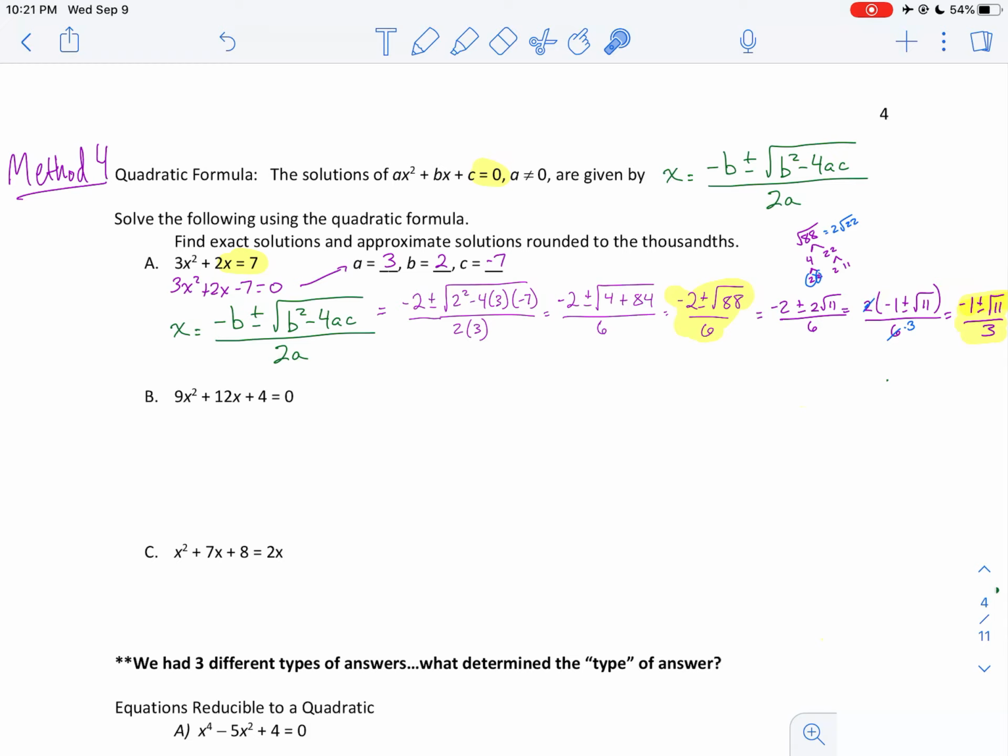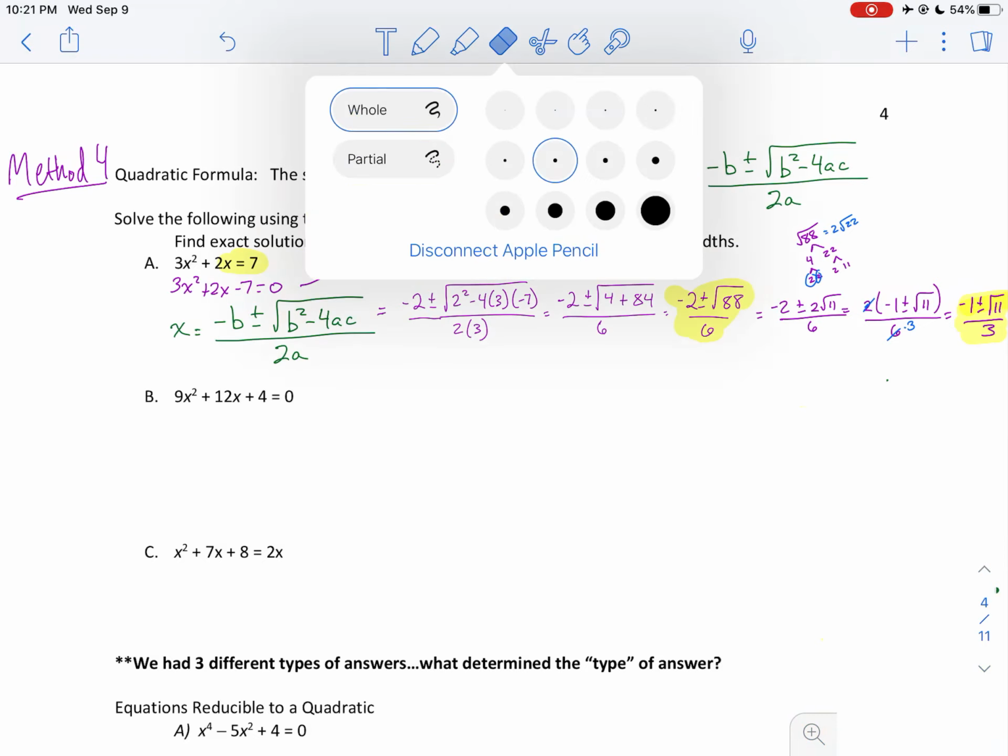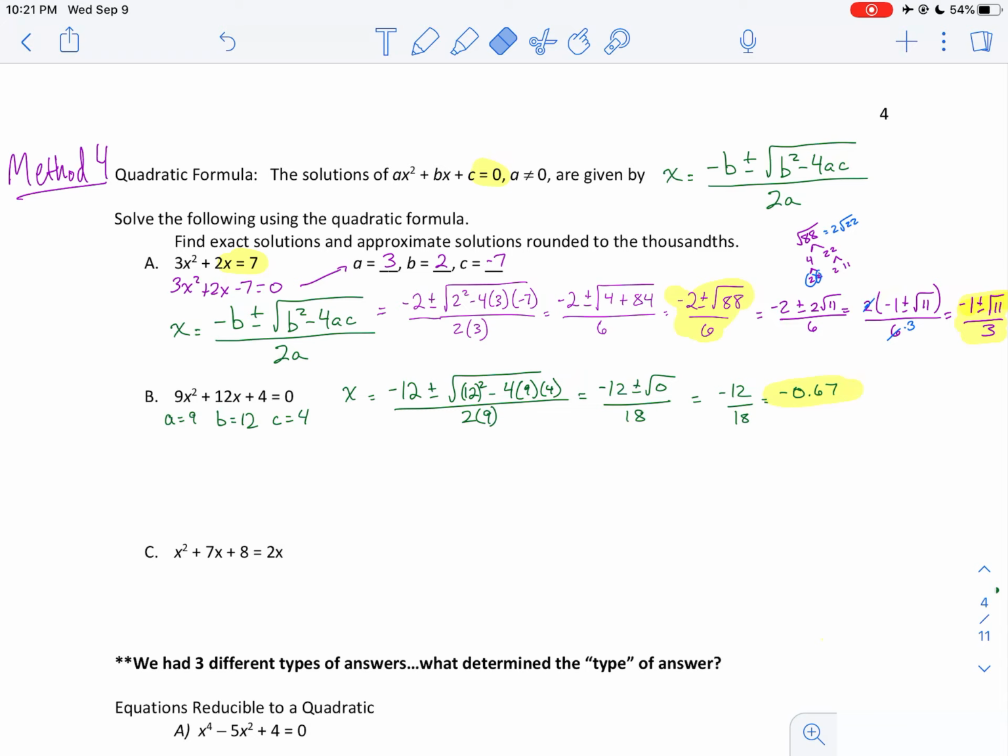All right, let's take a look at part B. You notice this one is already in standard form. We have it equal to 0. Let's see, what is A, B, and C here? You know what, in fact, I think I might have done some of this already. Yes, I did. Excellent. So A is 9, B is 12, C is 4. And you can see how I substituted into the formula. You see we get the square root of 0 here. And there's only one answer this time. There's not two. We had 2 here, 1 here.